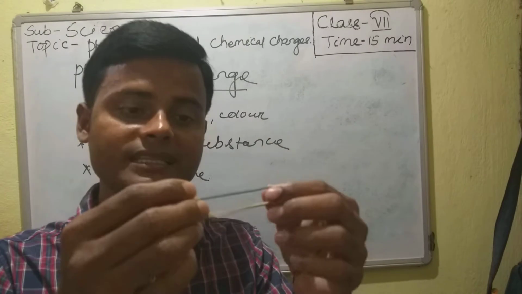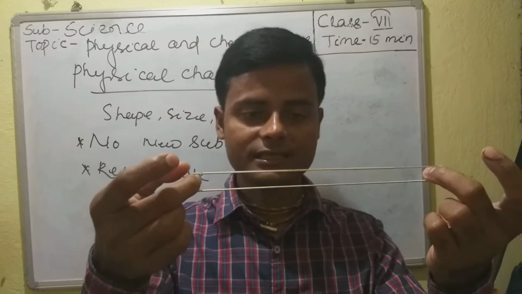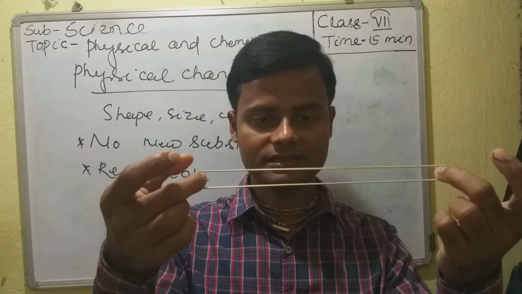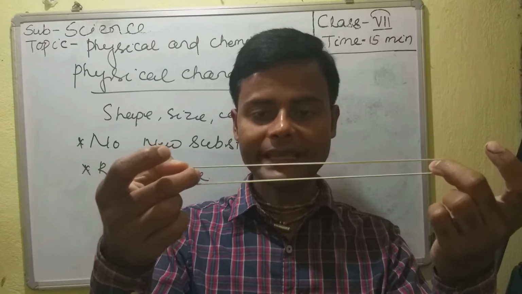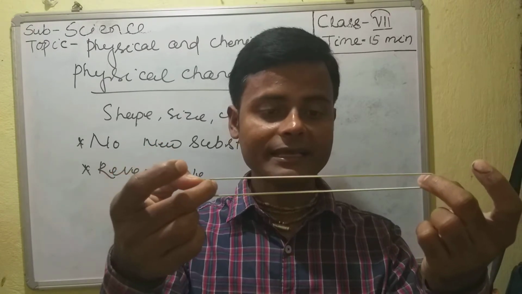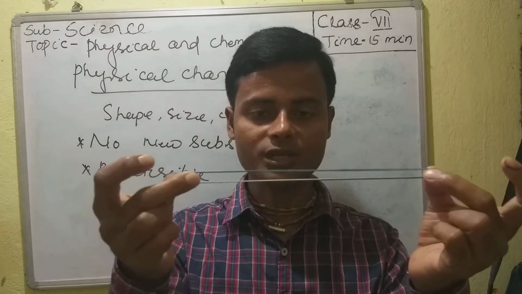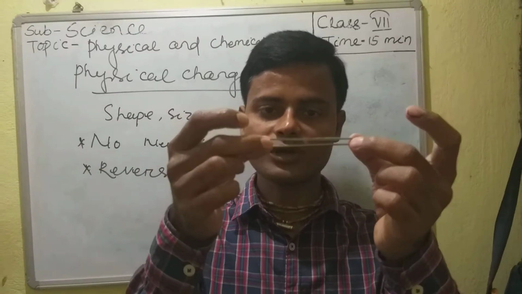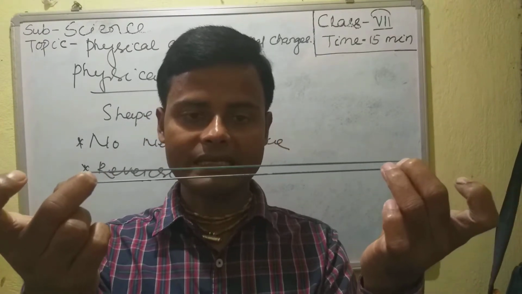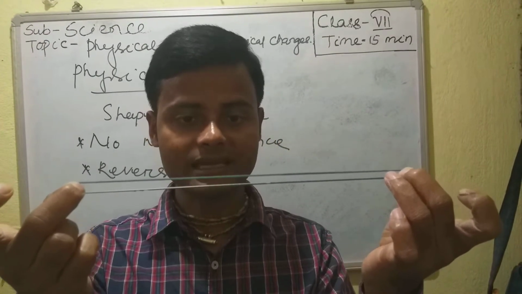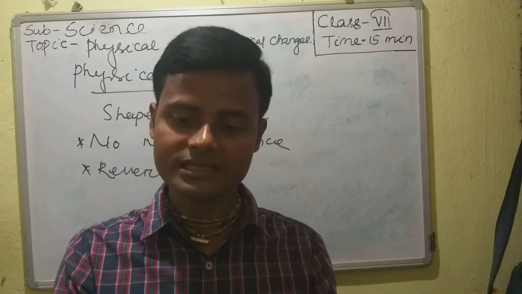You must have seen this. It is a rubber band, right? If I stretch this rubber band in my two hands, you will observe that the length of the rubber band is going to increase. And if I leave it, then I can bring it to its original shape and size. You see now the original shape. If I stretch, the length increases, and if I leave it, it again comes to its original shape and size. So it is a physical change.